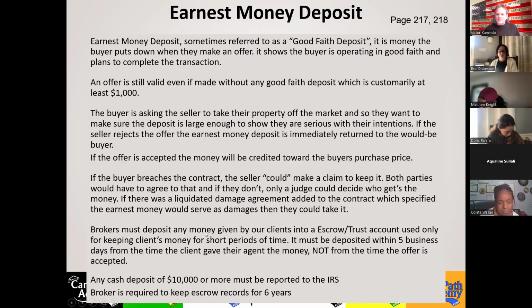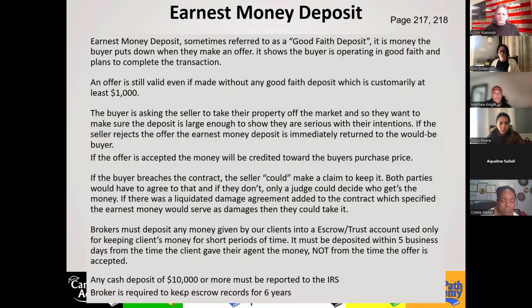Brokers must deposit any money given by our clients into an escrow or trust account, used only for keeping clients' money for short periods of time. It must be deposited within 5 business days from the time the client gave us the money, not from the time the offer was accepted. Any cash deposits of $10,000 or more must be reported to the IRS.